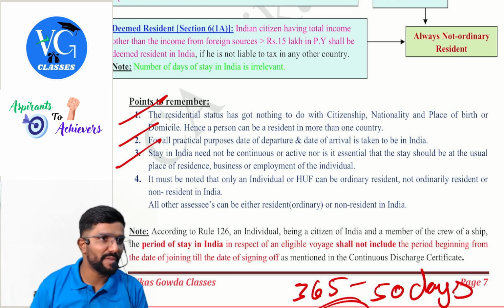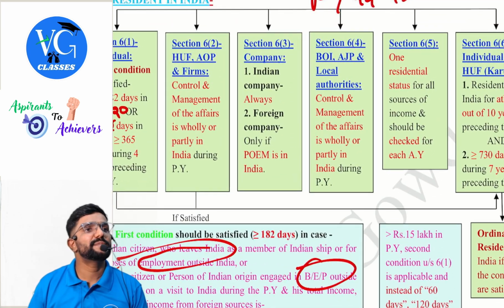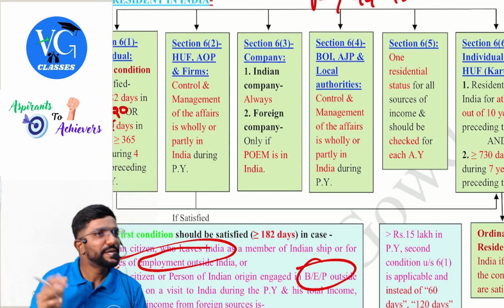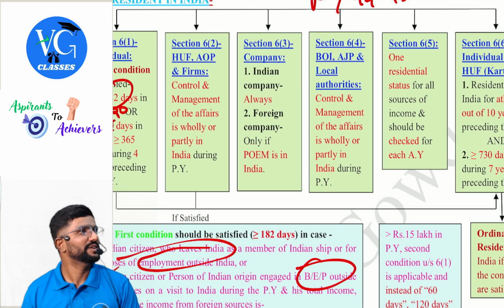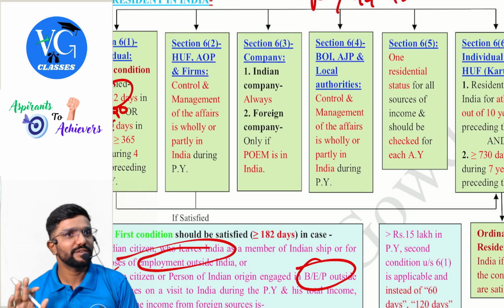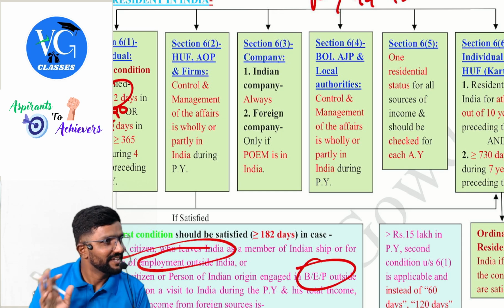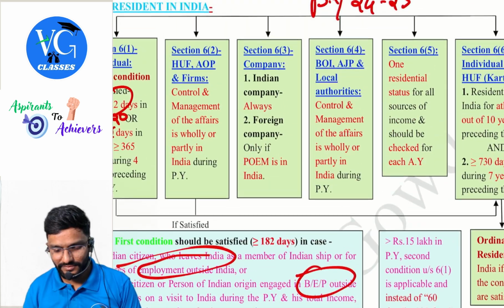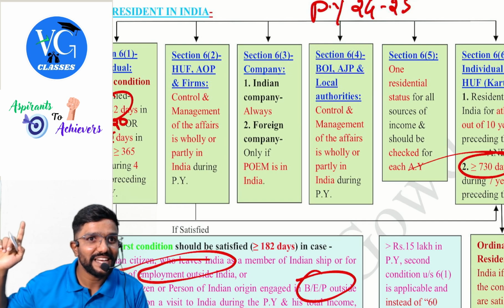And it is easy to remember, guys. Please pay attention. How many days in our previous year? 365. Half of it is 182.5. The 0.5 we don't want, so 182, rounded off. Okay, sir, I will round up to 183. No, no, 182. 182, half year. Now into 2, 365 into 2 is 730. Additional condition. Clear?